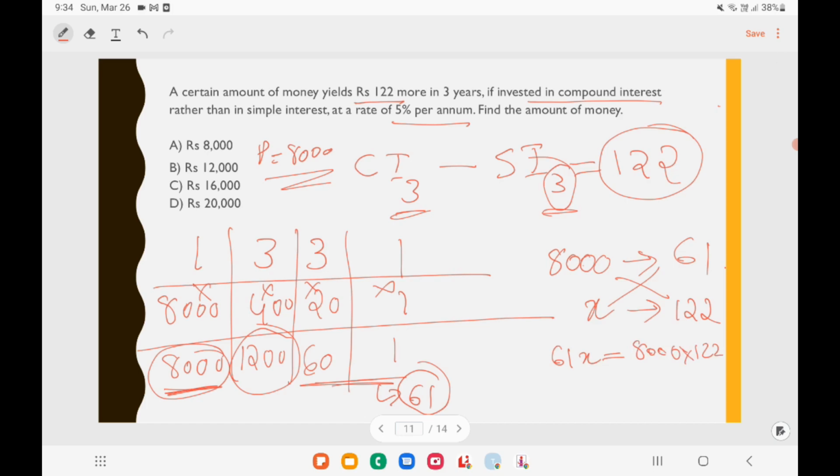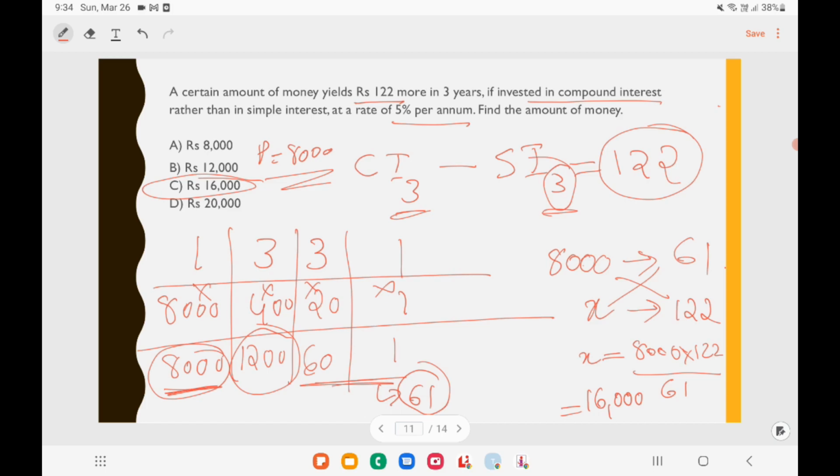So x is equal to 8,000 into 122 divided by 61. So you will get 16,000. So here option C, 60,000 is the right answer. So here if you use this Pascal triangle method to solve this kind of question, it's actually very easy.